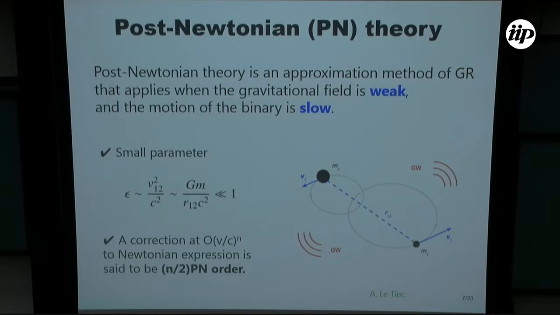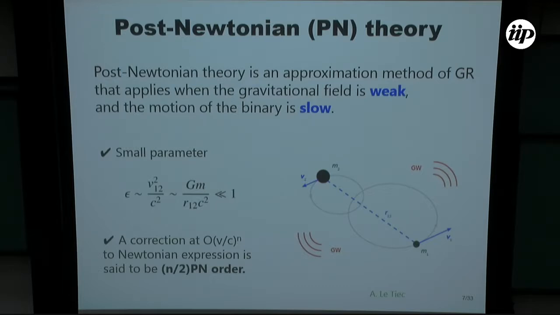In this case, the system has small parameters. Because of the large separation, the typical strength of the gravitational field of the system is smaller than one. Also, the separation is quite large, which comes from the virial theorem, so the motion is also quite slow. We also assume that the relative velocity of the two bodies is smaller than one. We expand the Einstein field equation and the equation of motion using these small parameters.